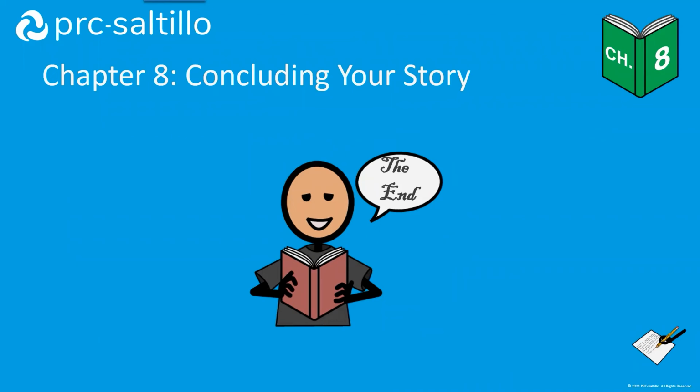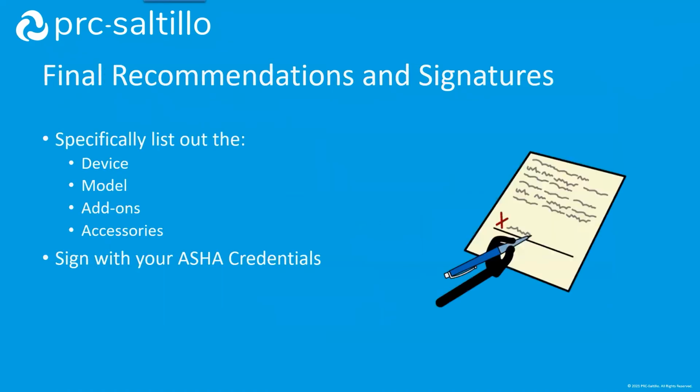Yep. Which brings us to the conclusion of our story, the final chapter of our AAC evaluation report. Getting a little teary-eyed here. All these pieces are coming together. So the final piece of the report is making sure that you've specifically written out what device you're recommending, what model. Is it dedicated, which is what insurance will typically cover? What accessories or add-ons are needed? Those all need to be written out.